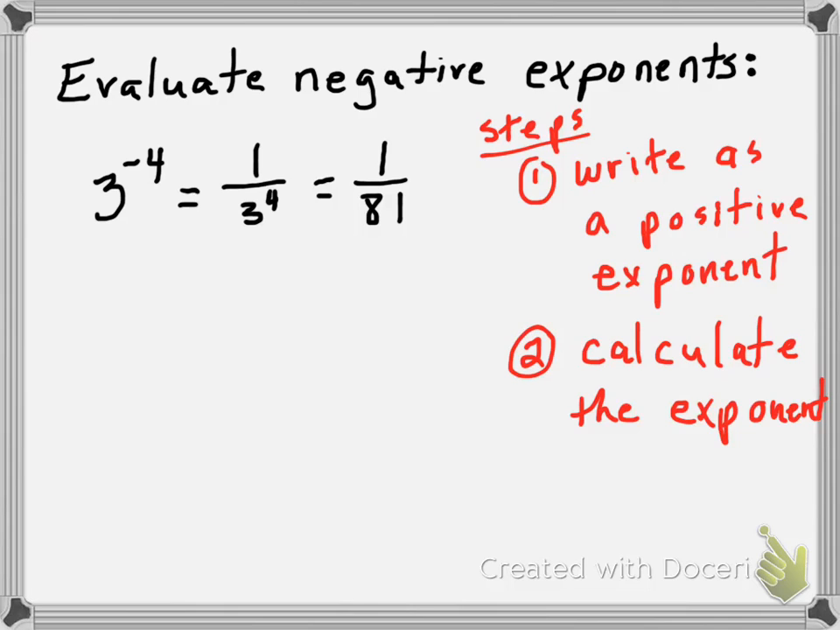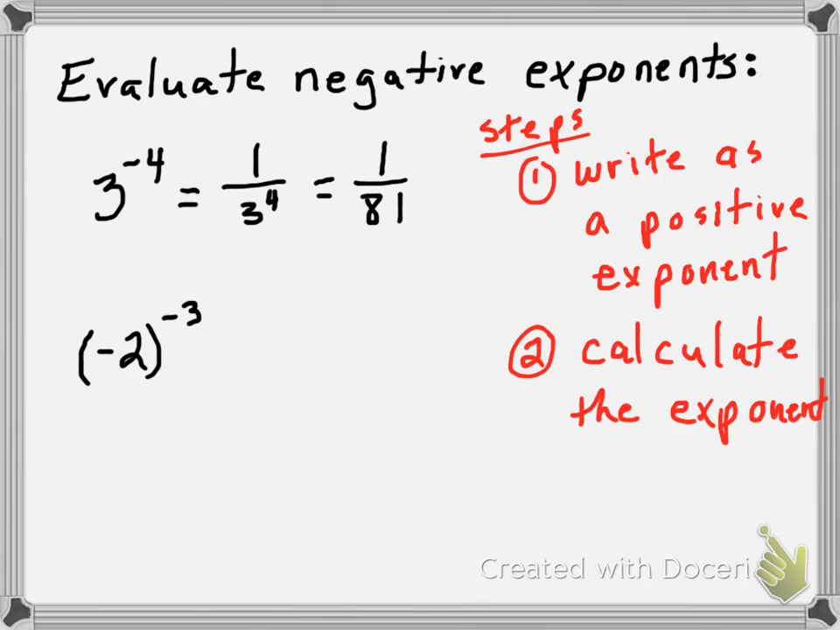Okay? Which is exactly what we just did here. First thing I did was change it to a positive exponent, and then I can calculate that exponent. 3 to the 4th is 81. I just leave the 1 up on top. Okay? So now, let's look at this one.